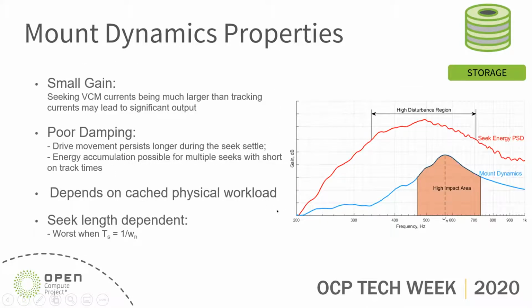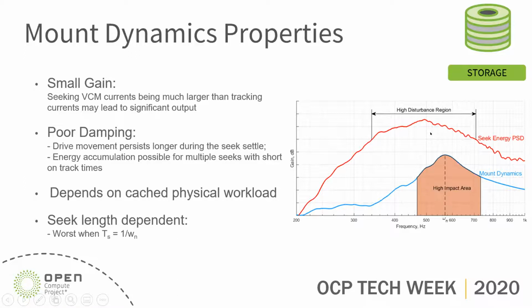This is the physical description, or physical properties, of the mount dynamics mode. An example of a response is shown in blue. It's one of the systems we tested. So we see there is a pretty significant peaking at a relatively low frequency, just shy of 600 Hertz. Generally, mount dynamics has pretty low gain.